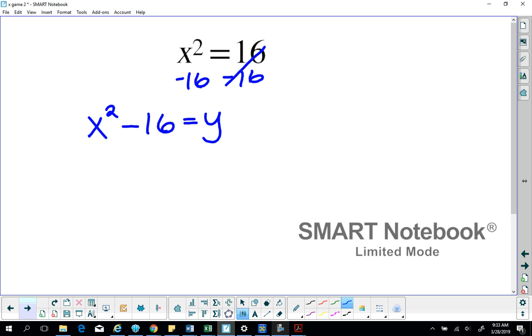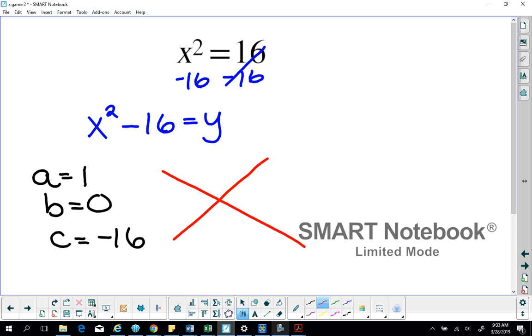Then I gotta label my A, B, and C. What's your A here? What's the invisible number in front of it though? 1. Now, B is the number that's next to x. Do I have a B here? Nope. So my B is 0. What's my C? Negative 16. Cool. Then I play my X game, right? So it's A times C and then B at the bottom. So I know B at the bottom, I'm adding to 0. And what's 1 times negative 16? Negative 16.